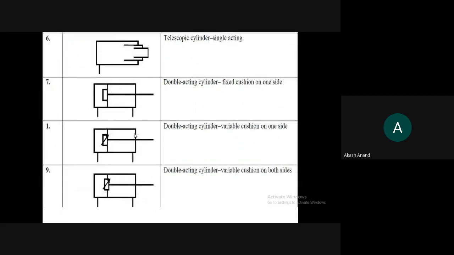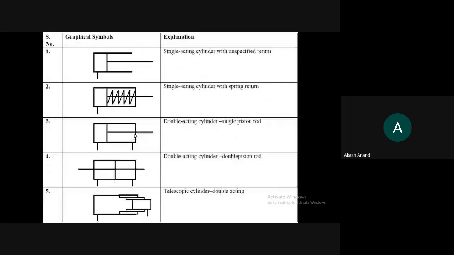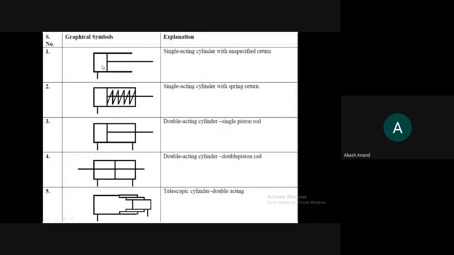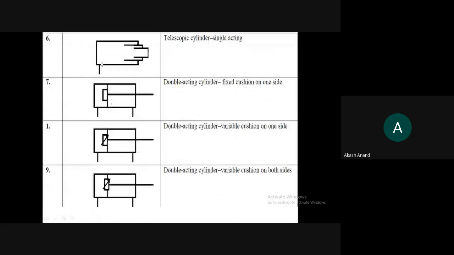So coming on to telescopic cylinders of the single acting type, there is only one port here. That is the only difference. The sleeve is there, but only one port is there. Here also the return mechanism is not represented, but you can simply write it as a telescopic cylinder with single acting.